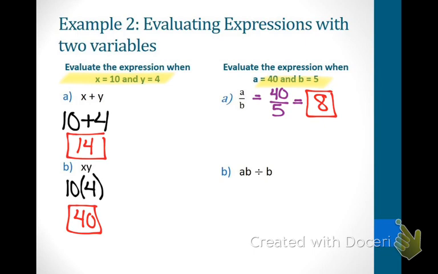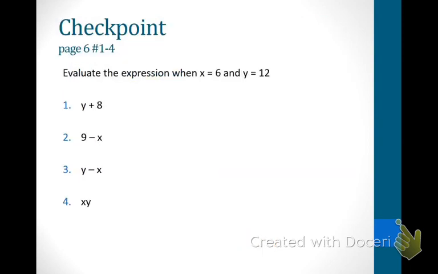So I've got 40 times 5 divided by 5. And since it's just multiplication and division, I just work it left to right. 40 times 5 is 200. 200 divided by 5 is 40. Yes. And 40 is my answer. All right, step by step. So everybody good with writing your original expression, showing substitution, boxing your answer? Yeah? Okay. All right, so now I want you to do these checkpoint problems.